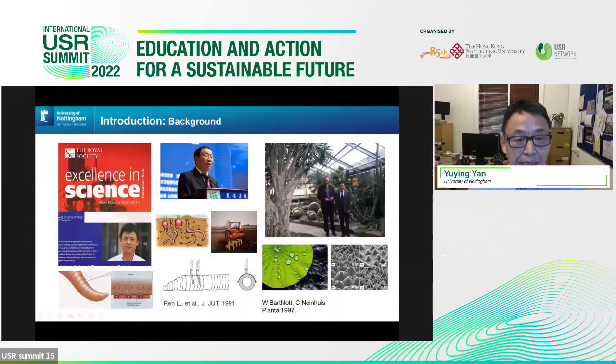I started to be interested in biomimetics from 2002. This was when the Royal Society had a report of research on excellence in science mimicked from nature. That work was pioneered by the Chinese scientist, academician Professor Lu Qianren. He and his team were the first to identify the earthworm effect.